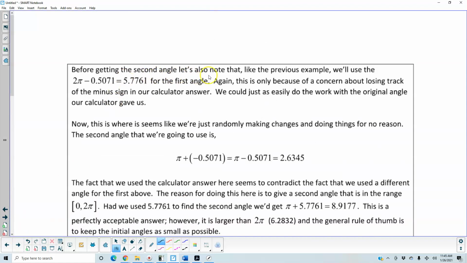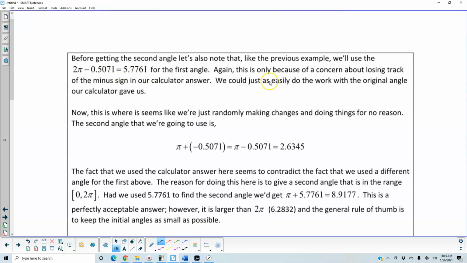Before getting a second angle, let's also note that, like the previous example, we'll use 2 pi minus 0.5071, which equals 5.7761 for the first angle. Again, this is only because of a concern about losing track of a minus sign in our calculator answer. We could just as easily do the work with the original angle our calculator gave us.